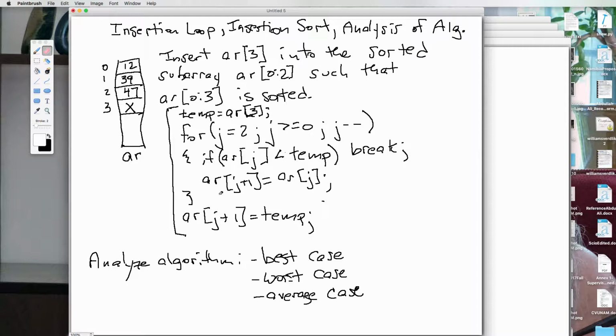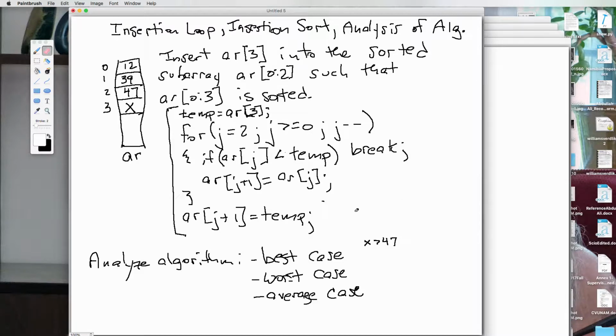I don't have to do it for j equals 2, for j equals 1, and for j equals 0. I just have to do it for j equals 2. So if this is going to be true the first time that I come into the loop, this is going to be the case where x is greater than 47. Okay, so the best case would be x is greater than 47.